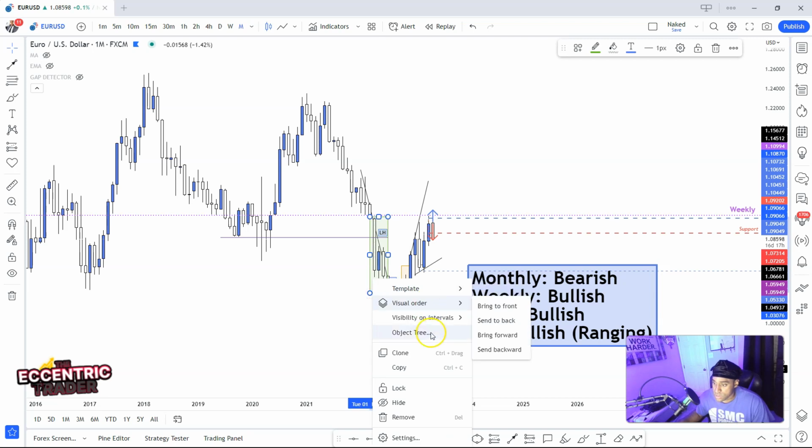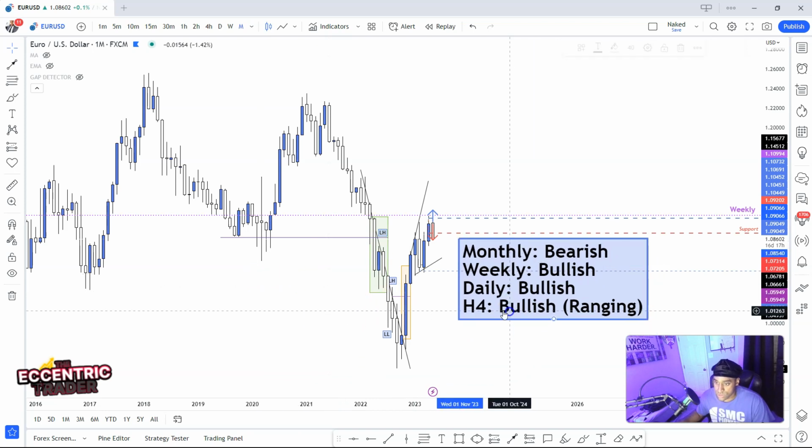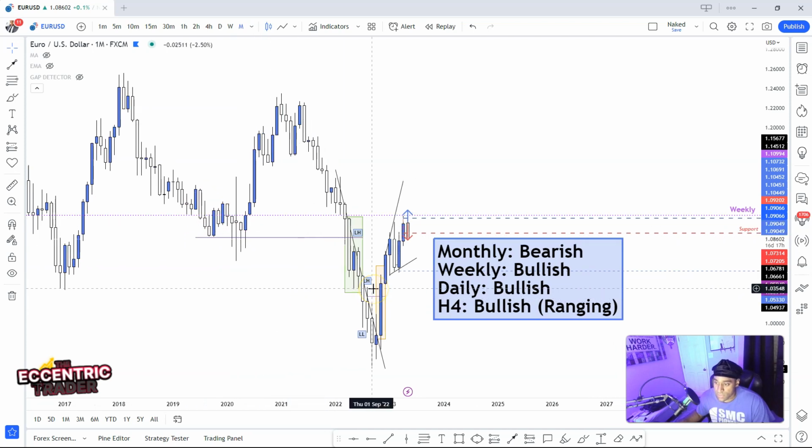That's the number one question you want to ask yourself when you're looking at a chart. Where am I in structure, in market structure? On a monthly time frame, I marked off this relative low. You can clearly see that the market is in a downtrend structurally.